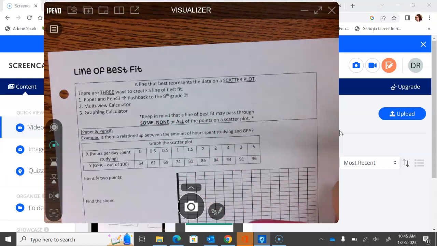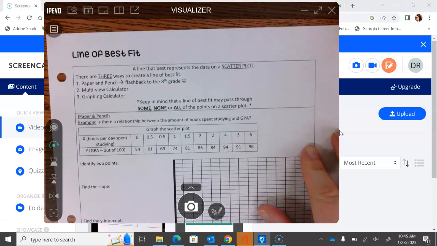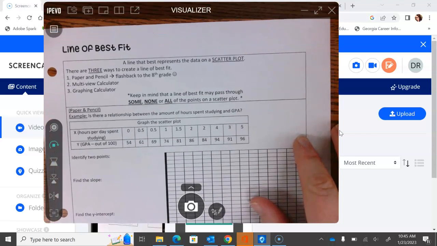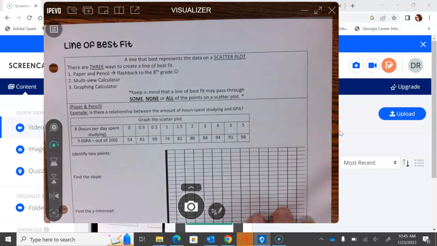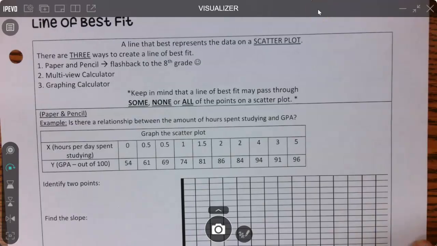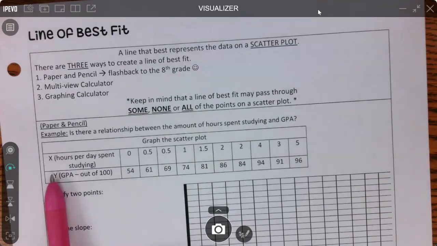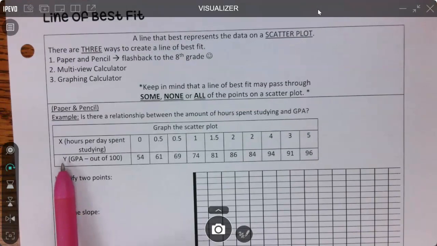Keep in mind that a line of best fit may pass through some, none, or all of the points on a scatter plot. So here's the paper pencil example. We want to know, is there a relationship between the amount of hours spent studying and GPA? The X values here represent hours per day spent studying. The Y values represent GPA.